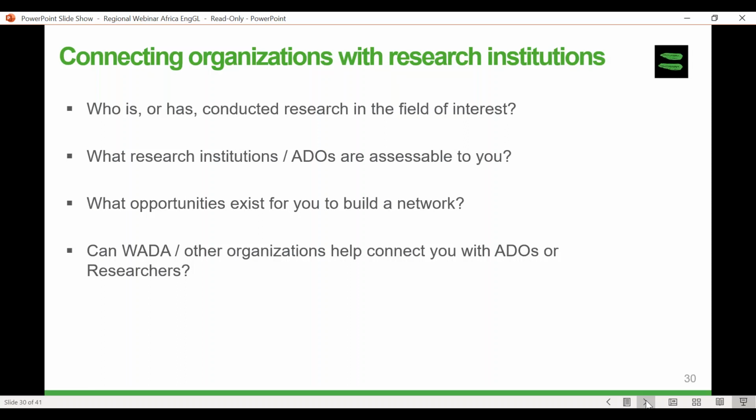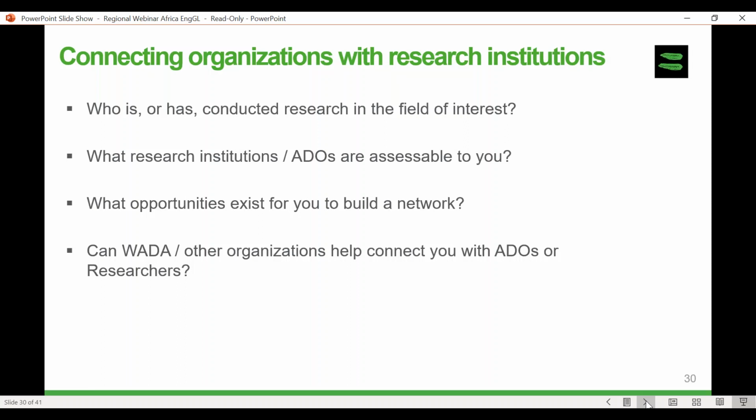So firstly, who has conducted research in the field of interest? So try to find out, looking at authors of articles, which research institutions were possibly involved. That can also be a way to help you to connect with the right individuals and institutions.